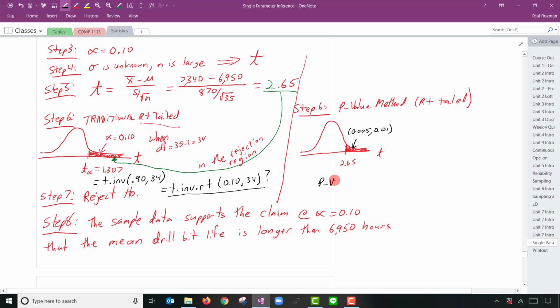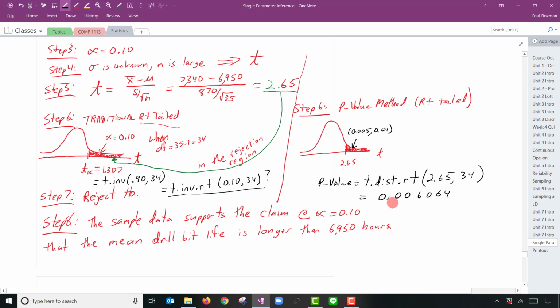Or, I know that there's a right for the t dist function, t.dist.right. And we'll just go to the right of 2.65 with 34 degrees of freedom. And Excel will give us the value. In fact, it turns out to be 0.006064. And you can see that that number is in the range that we predicted it to be in.